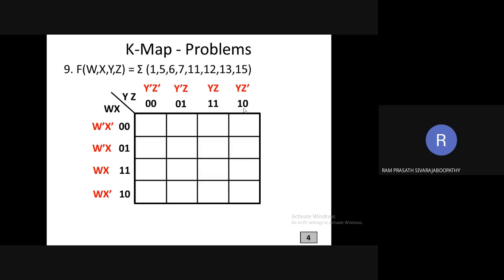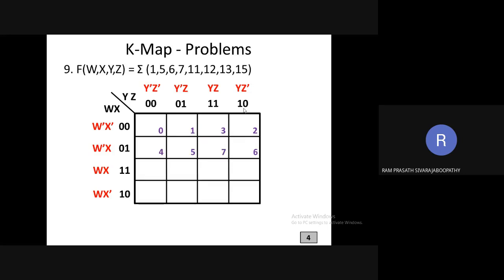Can you type it in the chat? What about the numbering in the first row? How will the numbering pattern come in the first row? 0, 1, 3, 2. Very good. What about the second row? 4, 5, 7, 6. Very good.